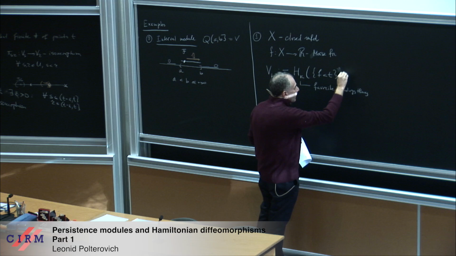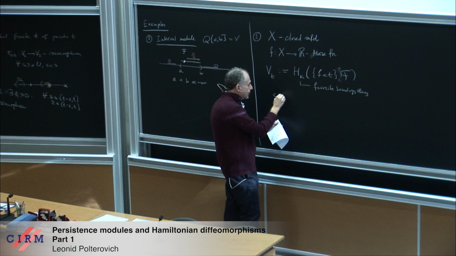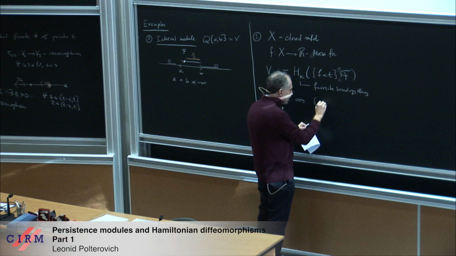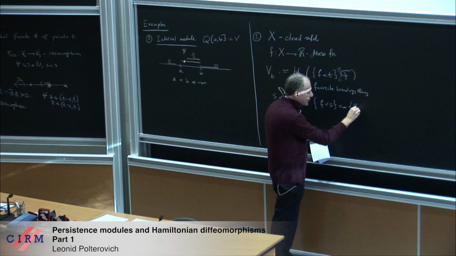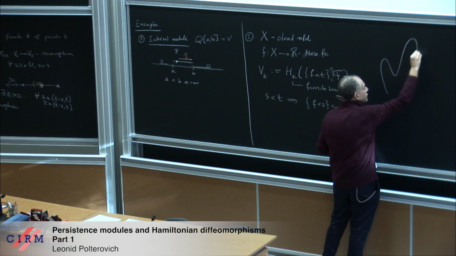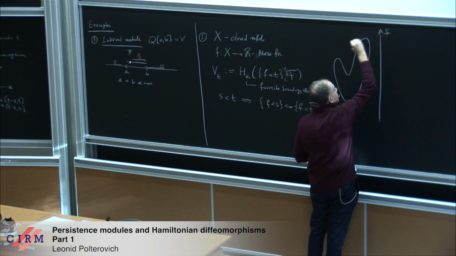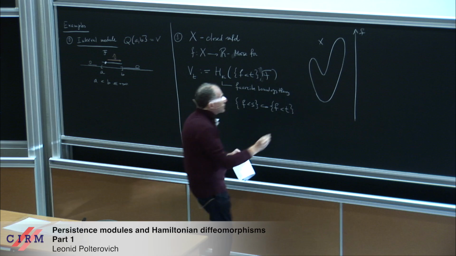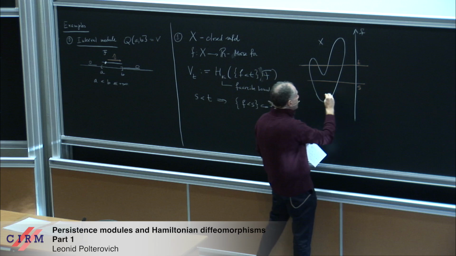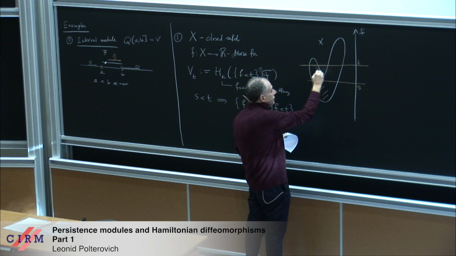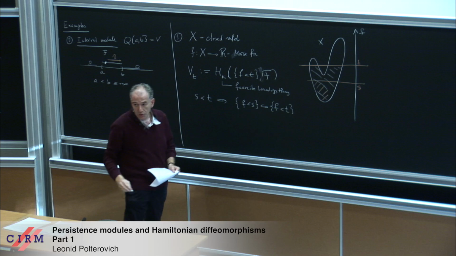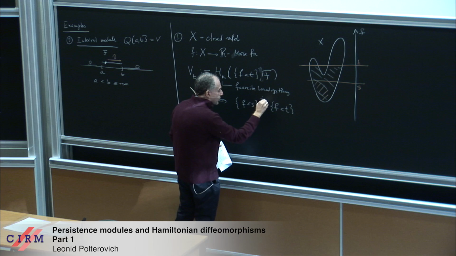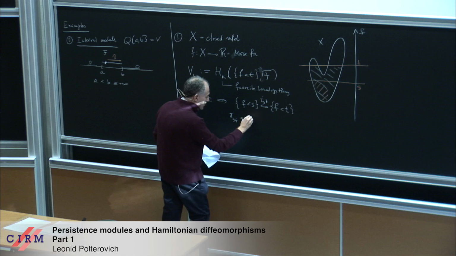And so then you have the following thing. So if s is less than t, the set {f less than s} is naturally contained in the set {f less than t}. Okay, so imagine the Morse function f on a manifold, and I just slice it like this. So this is, let's say, t and this is s. So you see that {f less than s} is contained in a bigger set {f less than t}. Okay, and so this inclusion, of course, induces the map on homology. So if I will denote this by i_st, then pi_st is just i_st sharp, the map in homology. And this is persistence morphism.